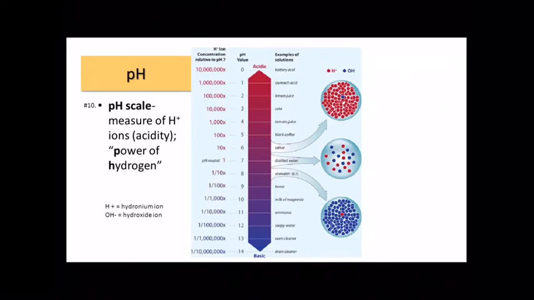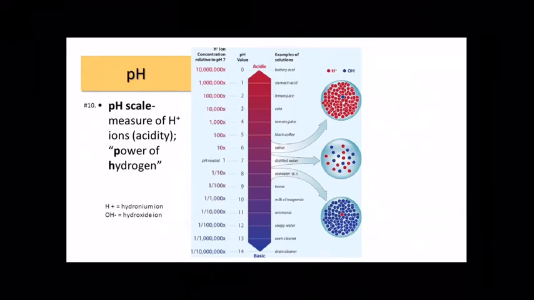So pH is a measurement of how many hydrogen ions are hanging out, wandering around in the solution. So the more acidic we get, the more hydrogen ions there are. So remember, a hydrogen ion is just a proton, and that positively charged proton is going to be attracted to anything with a negative charge. So protons or hydrogen ions can be highly reactive.